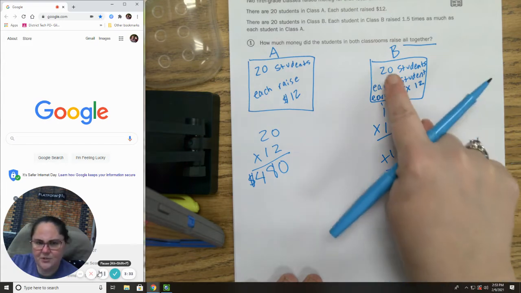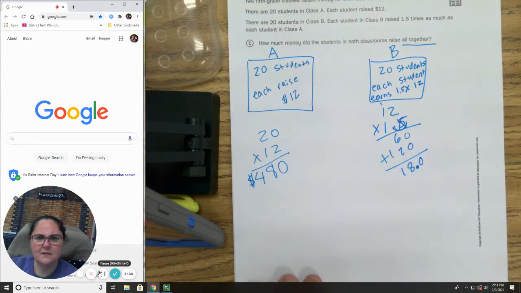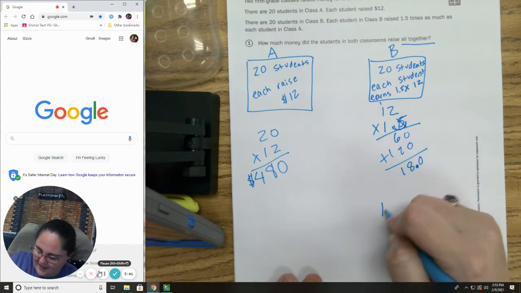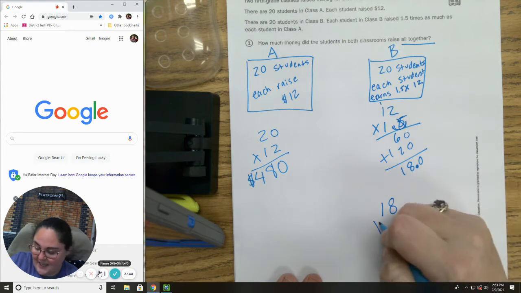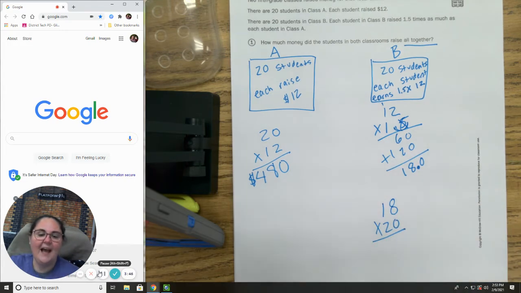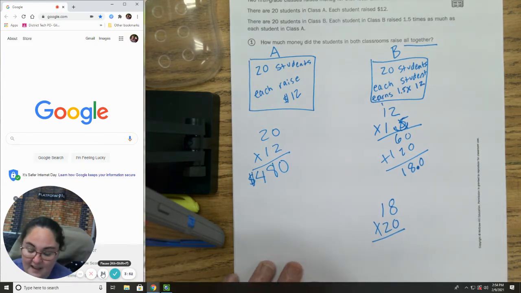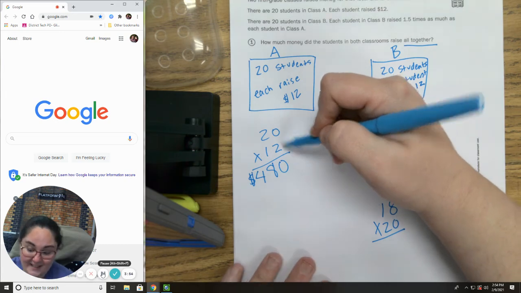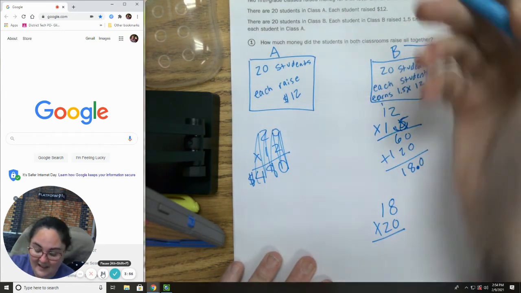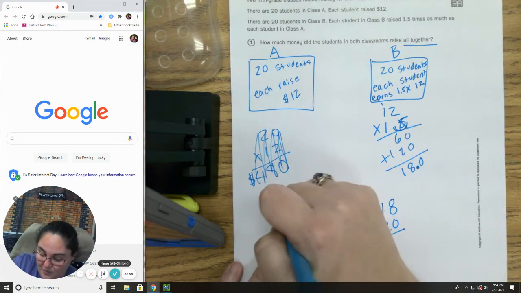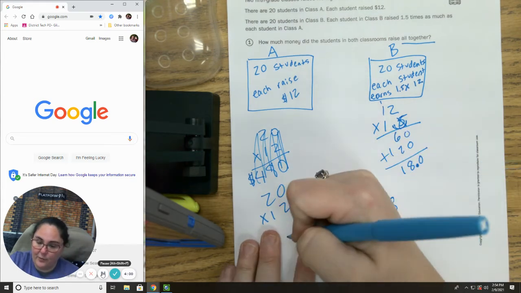So how many students are in Class B? How much did they earn? $18 times 20 students. How much did the students in Class B earn? And oh my goodness, guess what I just realized? I realized I shouldn't cut corners because this math is wrong. Let's do it again. 20 times 12. I'm going to check it for real this time.